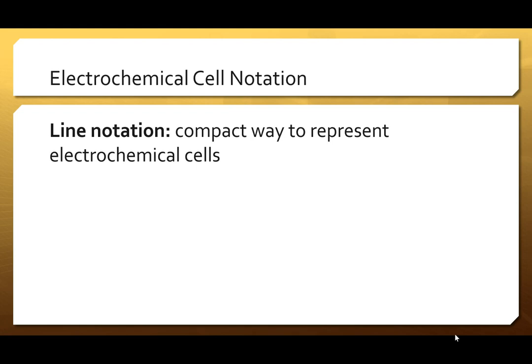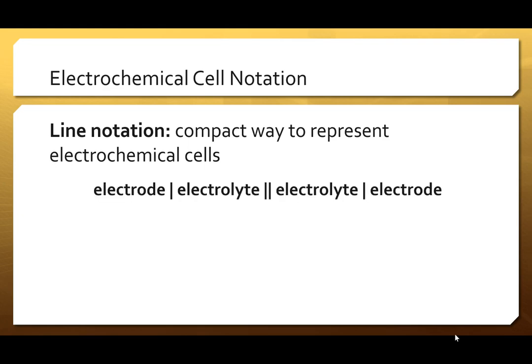So, electrochemical cell notation. We use something called a line notation. A line notation is just a compact way to represent electrochemical cells. By the end of this lecture, you'll be able to look at an electrochemical cell and write out a line notation, or look at a line notation and be able to expand that to an electrochemical cell. So that's something you'll want to be able to do.